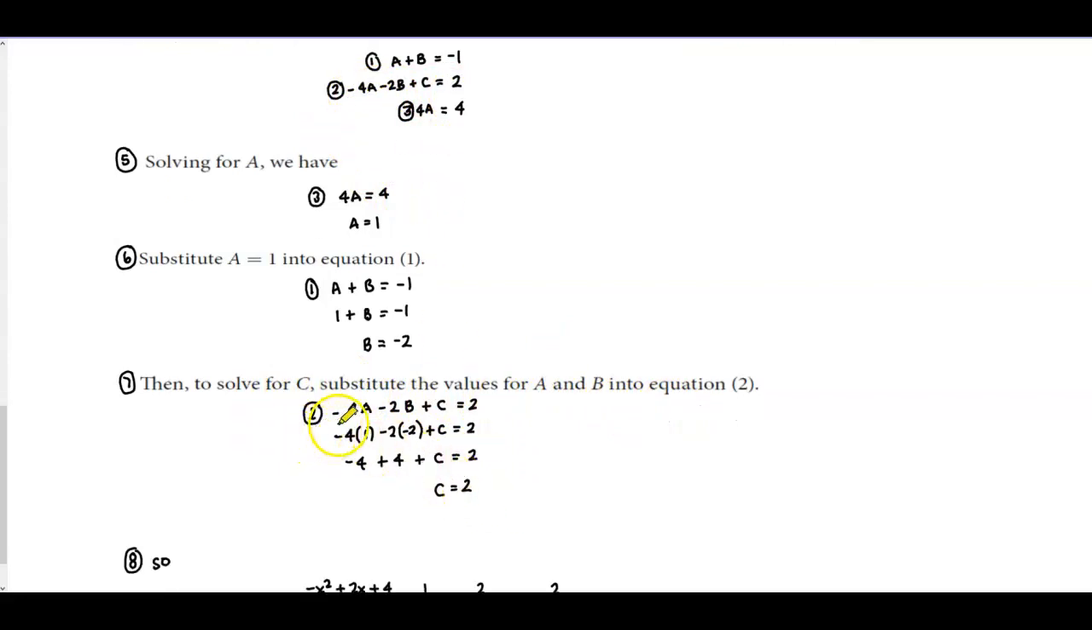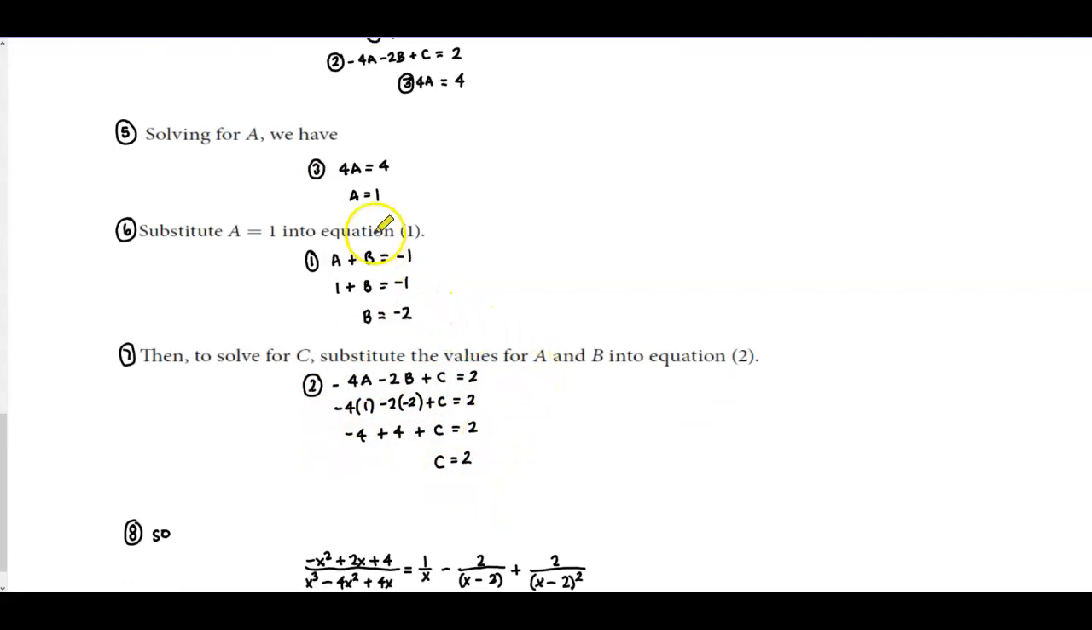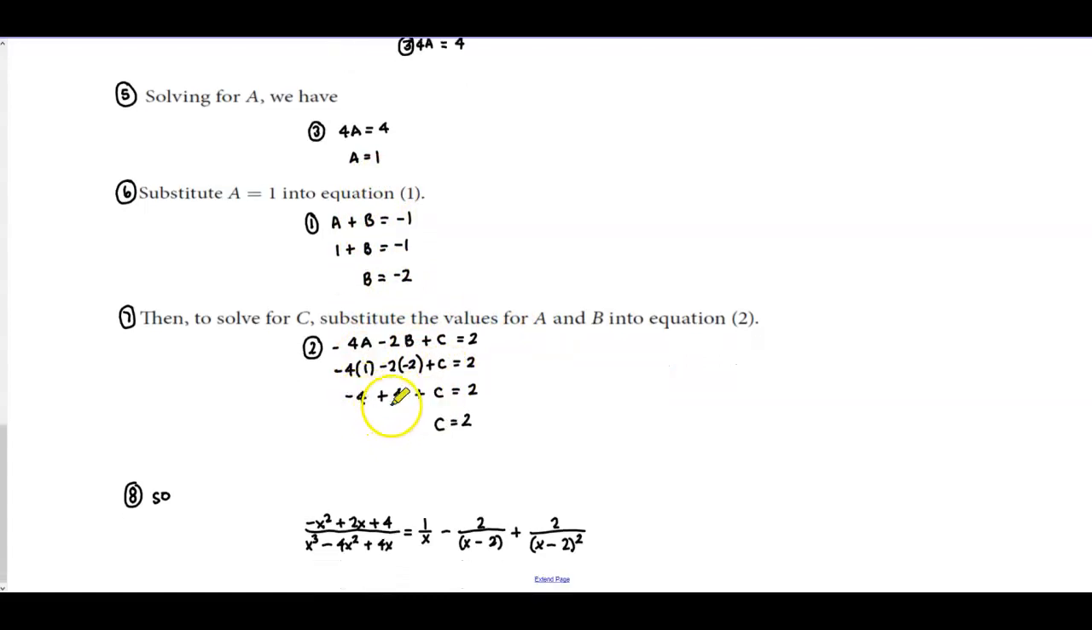So equation 2 is -4a minus 2b plus c equals 2. We're going to plug in a to be 1 and b to be -2 and then solve for c. So we end up with -4 plus 4, which is 0 on this side. So we know that c is going to equal 2.